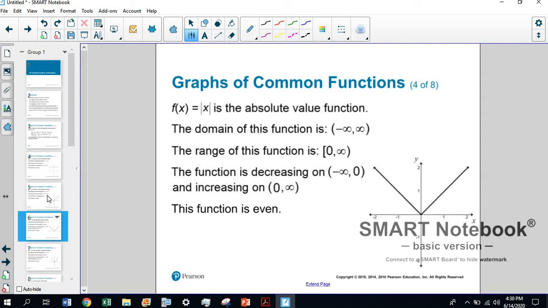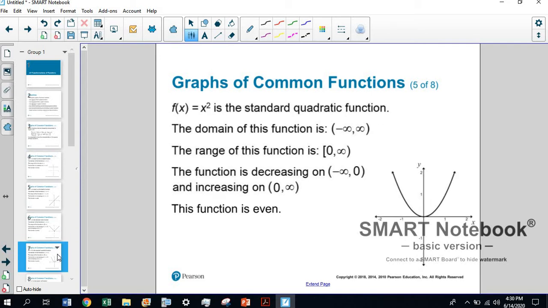The absolute value function is sometimes called the v function. The v function is 2 straight lines coming together to form a v. The domain is all real numbers. The range is non-negative numbers from 0, including 0, to infinity. The function goes down to 0, 0, and then comes back up. All these functions here from this one on go through the origin, and that's going to be kind of our important point to get our graph started.